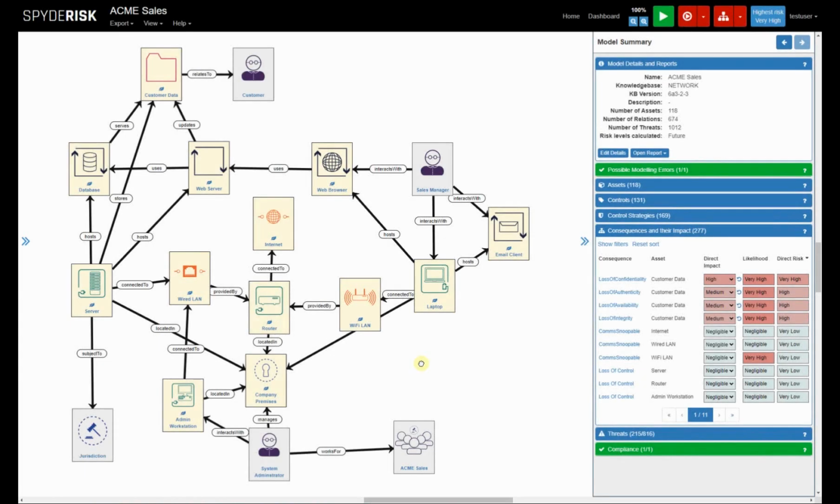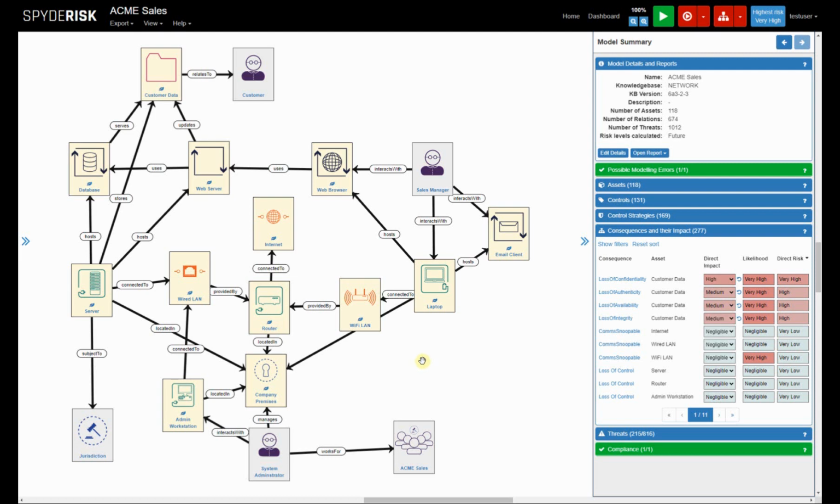So we have now added in what we think would be a range of suitable control strategies and individual controls. The next thing that we should do, and you should be in the same position as us now, is be ready to run the risk assessment. So Stephen, what's up next?